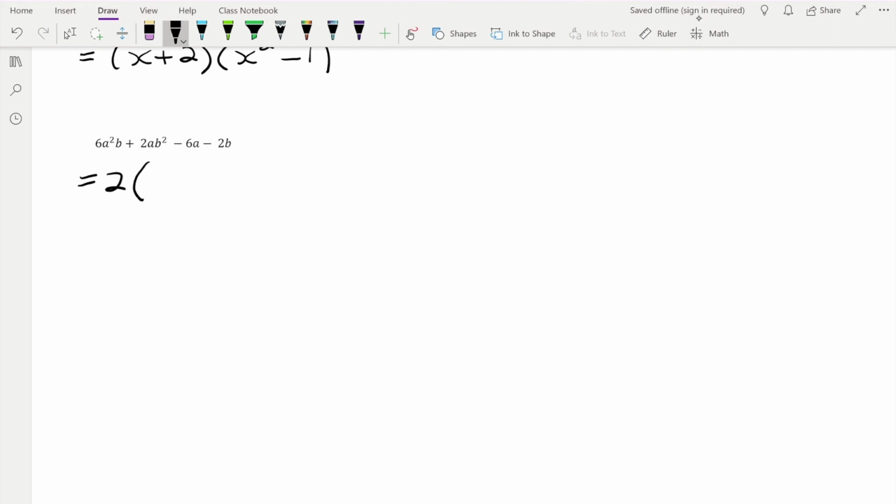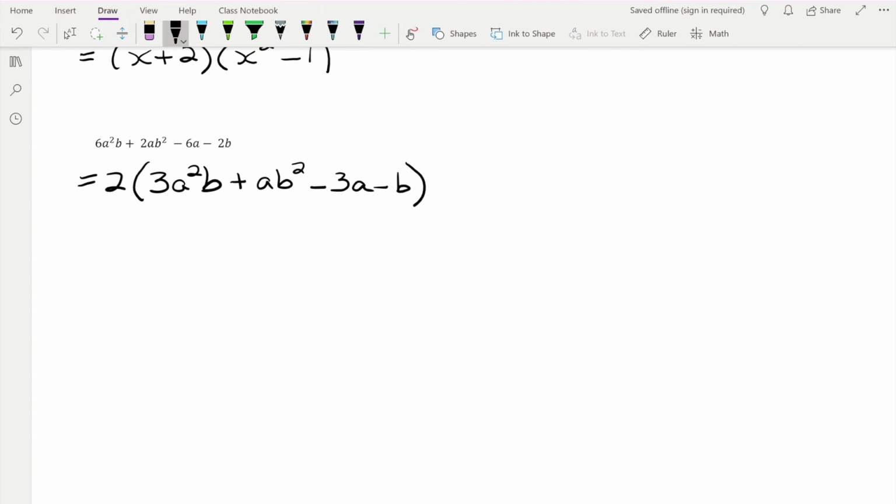So if I take out a factor of 2 here, I have 3, because 3 times 2 is 6. a squared plus b, because I haven't taken out any letters, plus, I've taken out the 2, so I just have ab squared, minus 3a, minus b.